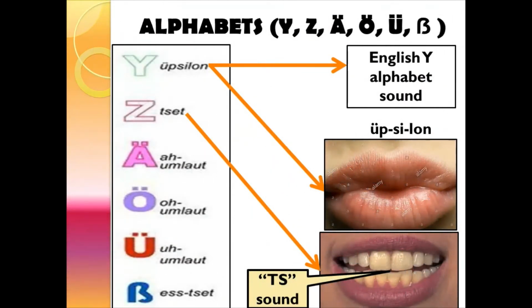In this fifth lesson, I will cover the last 6 German alphabets today, from Y to SZ. This is an overview of the 6 alphabets.